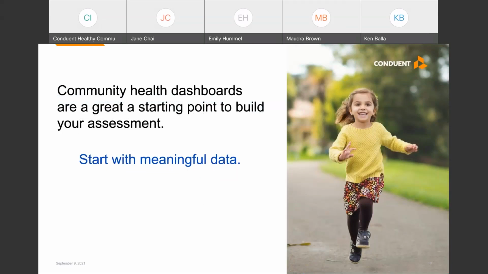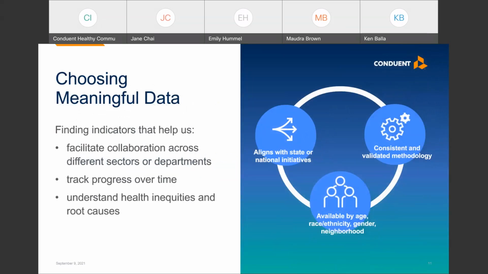And we think it's really important to start with meaningful data. One of the first questions we get asked is, how much data do you need for a dashboard, and how do you choose what to include? The answer is really unique for each community. HCI's platforms include about 150 to 200 standard indicators, with some of our communities adding indicators and hosting upwards of 300. Our recommended approach for choosing meaningful data is to use indicators that help facilitate cross-sector or multi-department collaborations, track progress over time, and get to root causes of health inequities.